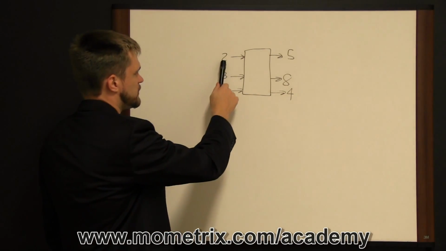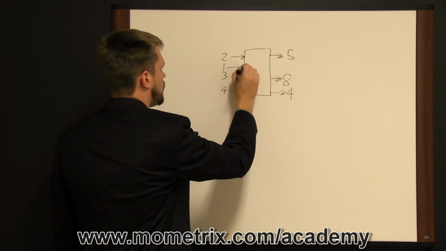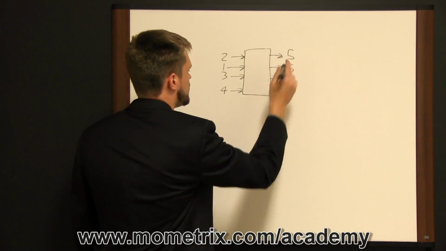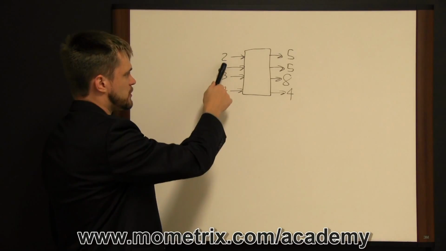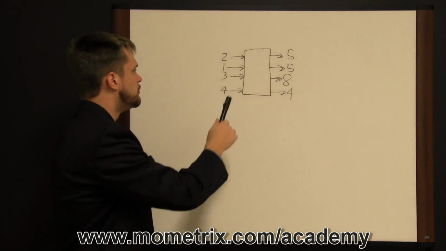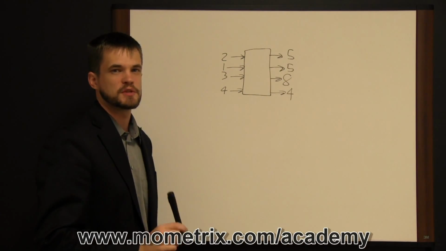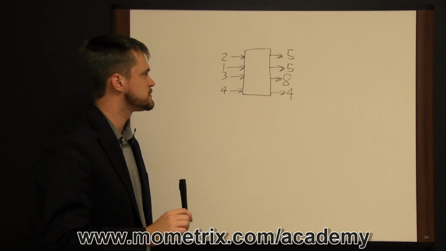Now, you could have a 2 that gives you a 5, and you could have a 1 also giving you a 5, and that's okay. Different input numbers can give you the same output number, but one input number can never give you more than one output number. And so that's a key thing to remember about functions.